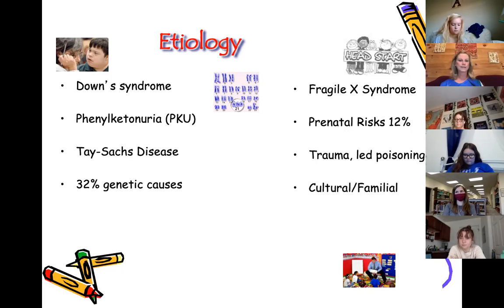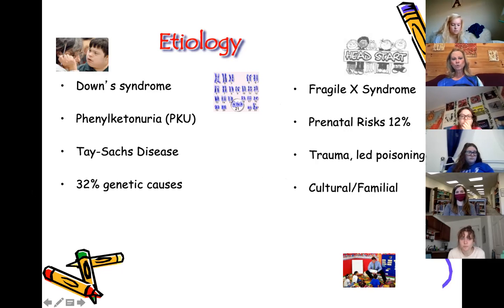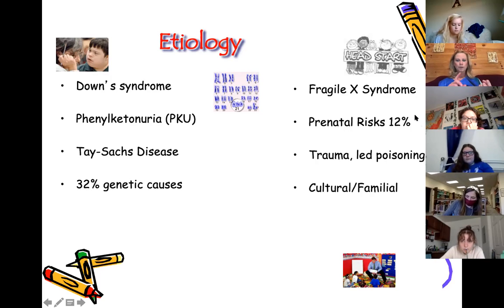I'm so grateful that I never had to do any of that, but I've worked with people who've had to do that. Tay-Sachs disease is a disease that is genetic in Jewish individuals. The majority, about 32%, are these types of genetic causes. Another genetic issue is Fragile X. But then about 12% are prenatal issues, particularly if mom is not well nourished, if she's smoking, using substances, or taking toxic over-the-counter or toxic prescription medications. Those would be some of the prenatal risks. About 8% are trauma or lead poisoning.